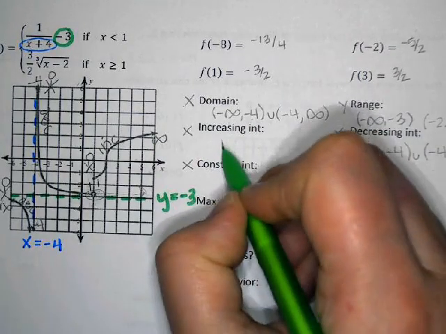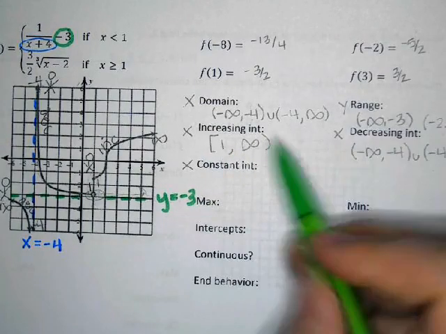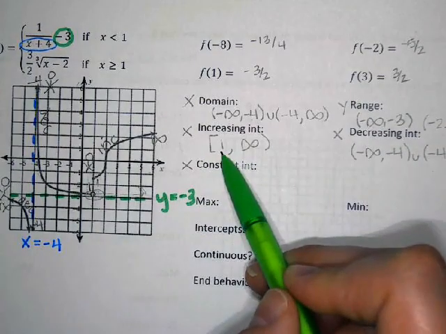And why did this one actually get a bracket when nothing else did? Because it's a point, it's here, it's filled in.